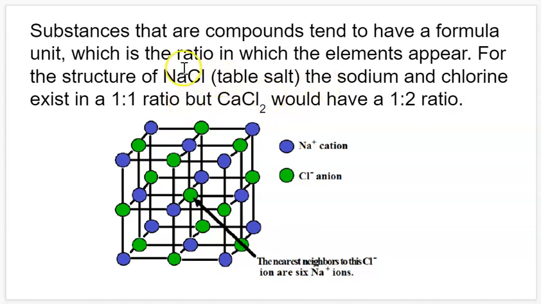And the formula unit is always going to give us the ratio in which those different elements occur. So for sodium chloride, we have a 1-to-1 ratio of sodium to chlorine. But if you were to have a calcium chloride compound, that tells us that we have a 1-to-2 ratio of calcium to chloride. And when you look at the zoomed in version of it, you're going to see 2 chlorines for every time a calcium appears in the structure.